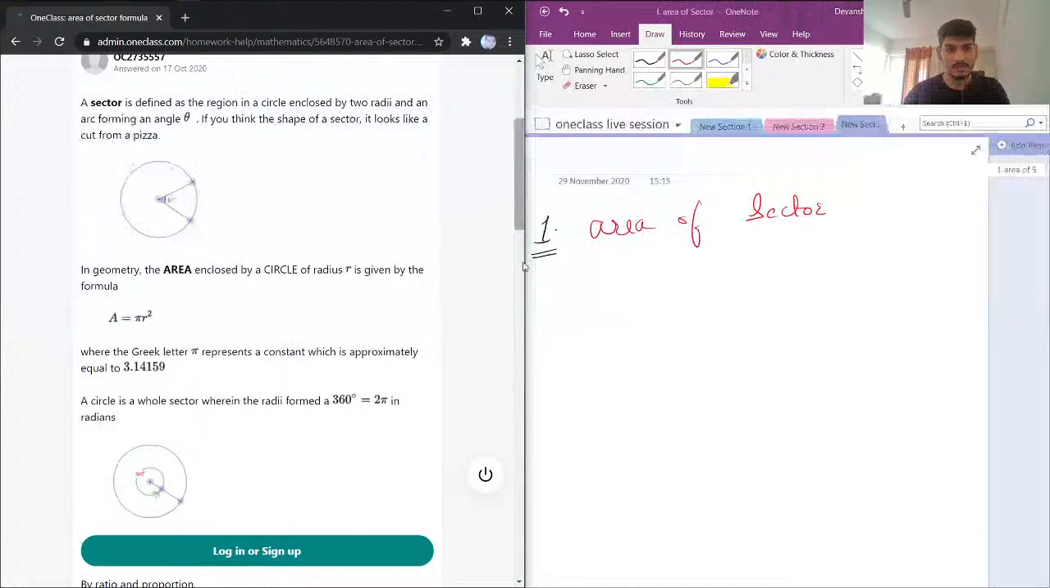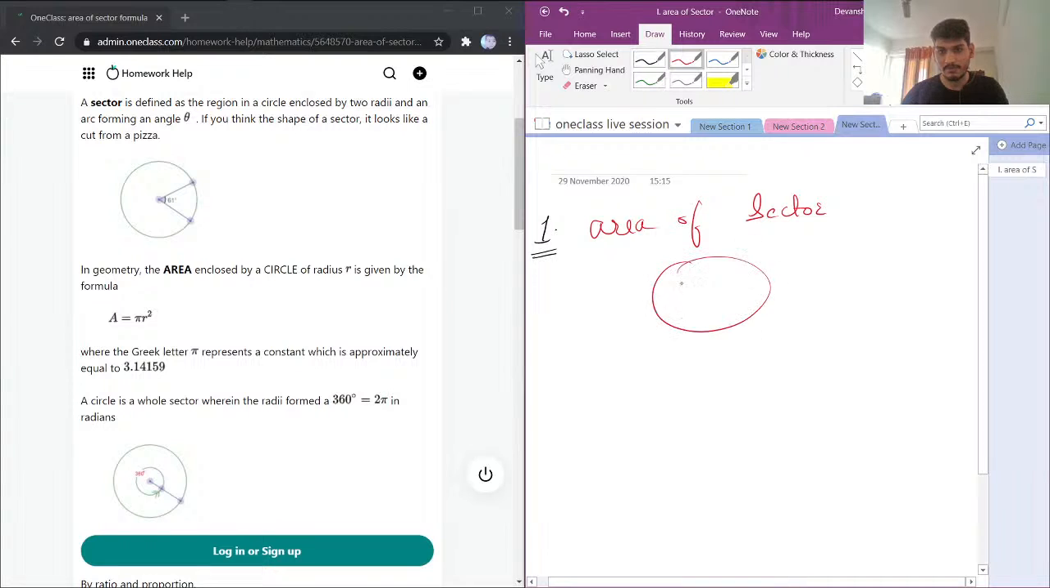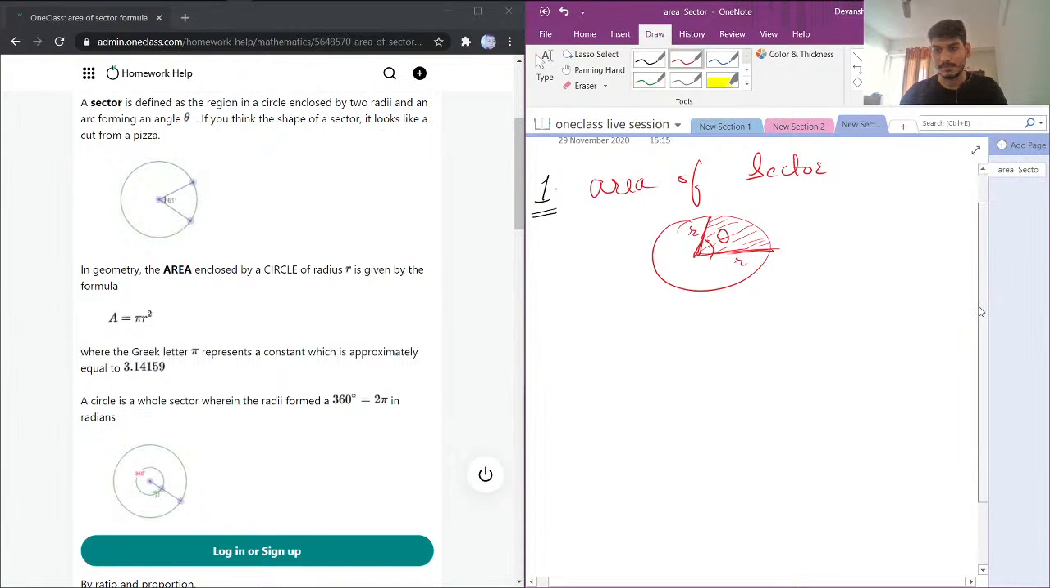A sector is basically, if we have a circle, then we take a part from the center. This is radius, this is radius, and this is theta, the angle for the sector. We need to find the area of this whole part. Now the area for a circle is pi r square.